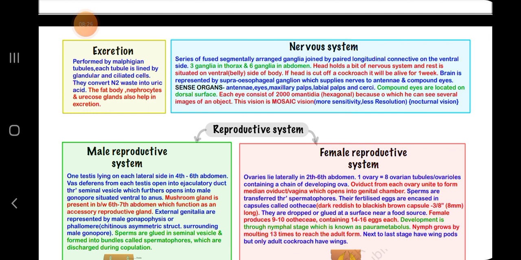The brain is represented by the supraoesophageal ganglion, which supplies nerves to the antenna and compound eye. Sense organs are antenna, eyes, maxillary palps, labial palps and cerci. Compound eyes are located on the dorsal surface. Each eye consists of 2000 ommatidia, which are hexagonal, because of which it can see several images of an object. The vision is mosaic vision, more sensitive, less resolution, nocturnal vision.